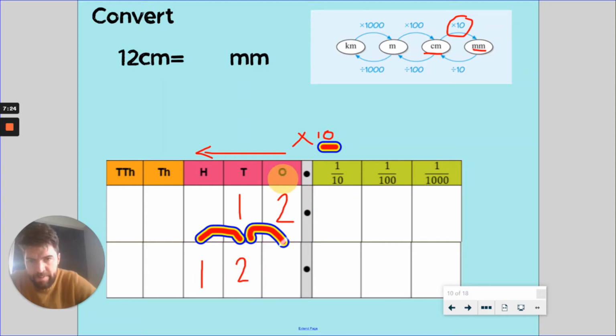Now I need to finish my answer by filling in any zeros required. It's only going to be one placeholder 0 there. I don't need anything after the decimal point. So 12 centimetres is 120 millimetres.